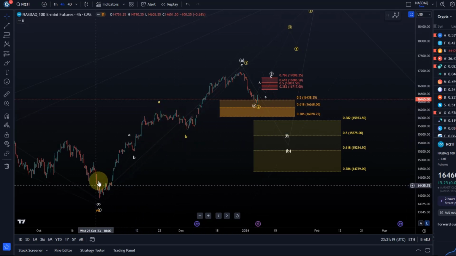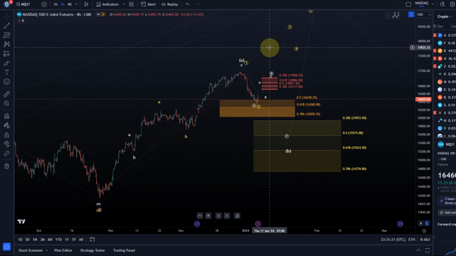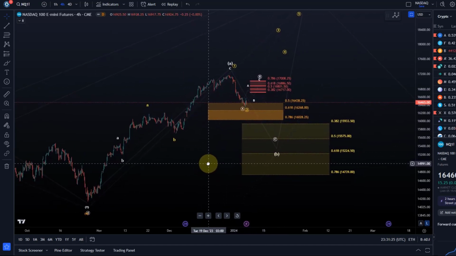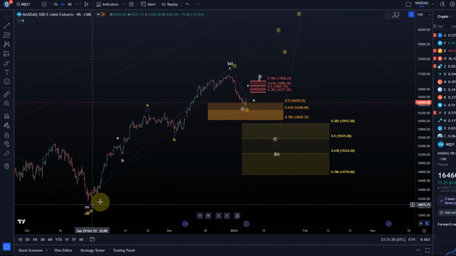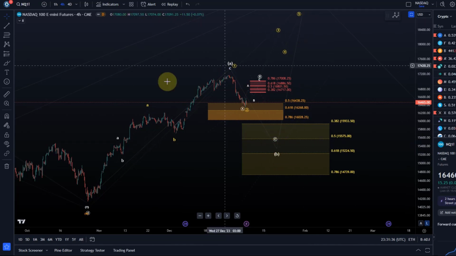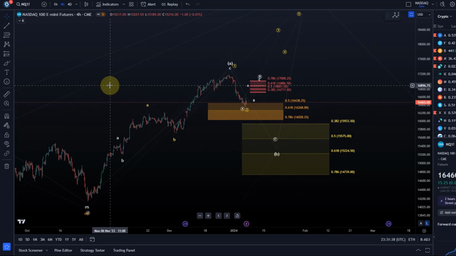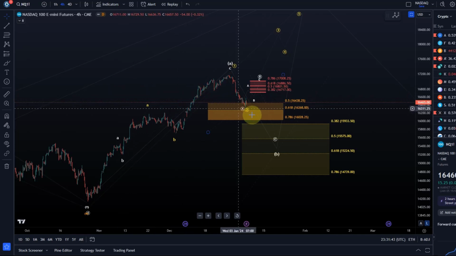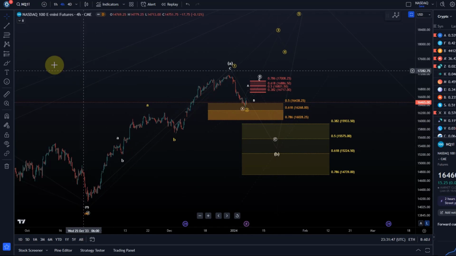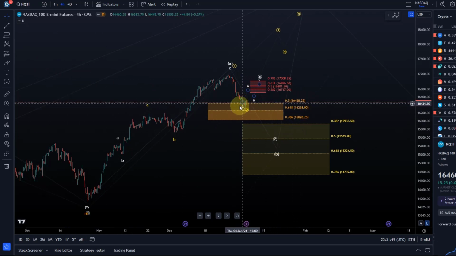We have the white count and the yellow count. The yellow one is more aggressively bullish. Also, in my S&P updates, there is a more aggressively bullish scenario. Whereas in the white count, we are looking for a deeper pullback in a B wave before a C wave rally begins. Now let's talk about the yellow count first. That's not necessarily my primary scenario, but it is one that needs to be considered. The white count is my primary for now, but I will tell you when I will change my perspective.